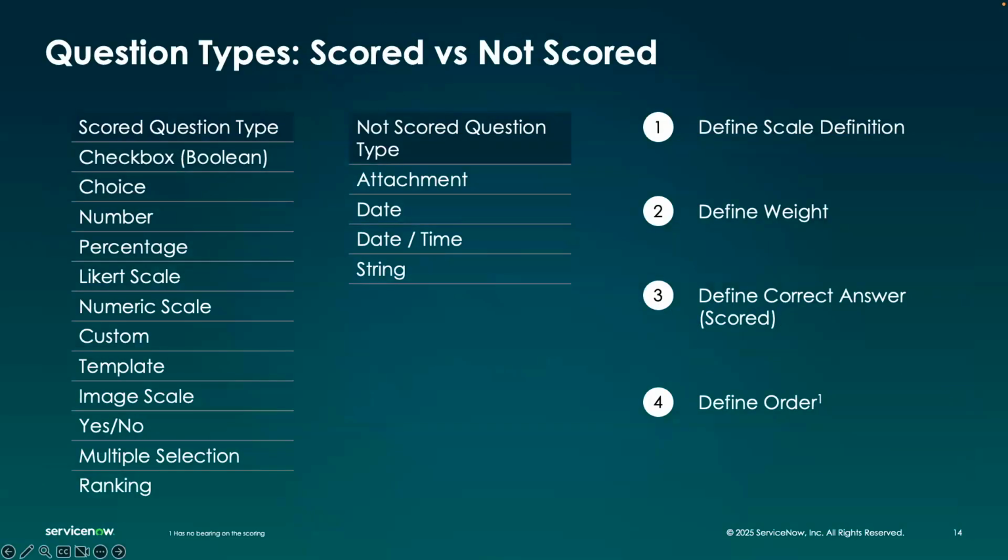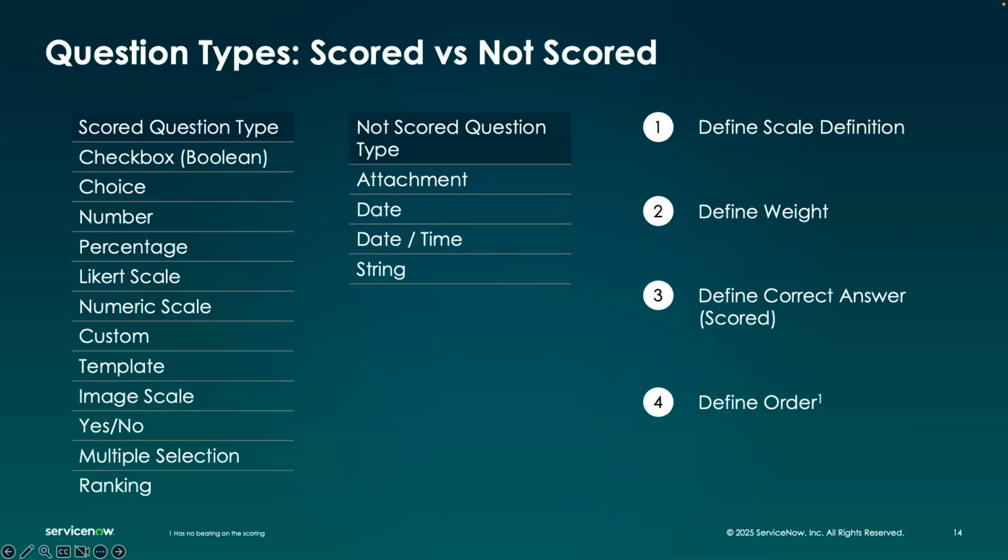All right, as we wrap up the topic of calculating the assessment VRA risk rating, I want to take a moment to highlight an important point. Not every question type contributes to scoring. As a quick reminder, every question in the system is configured with four key elements: a scale definition, a weight, a correct answer, and an order.